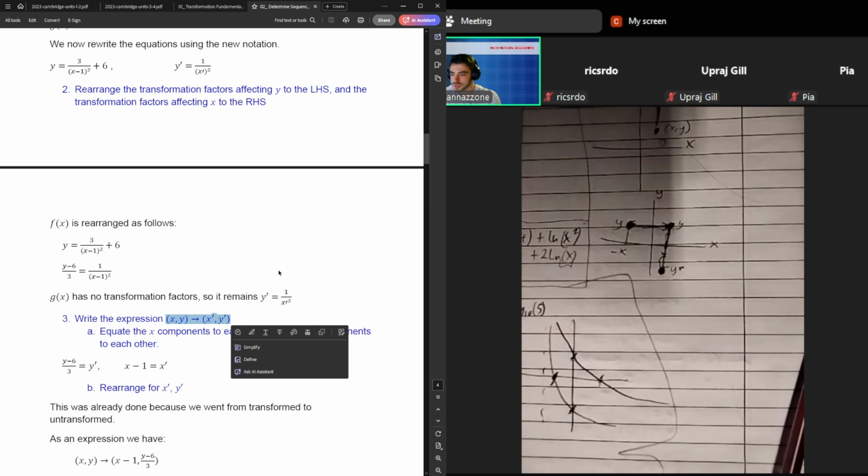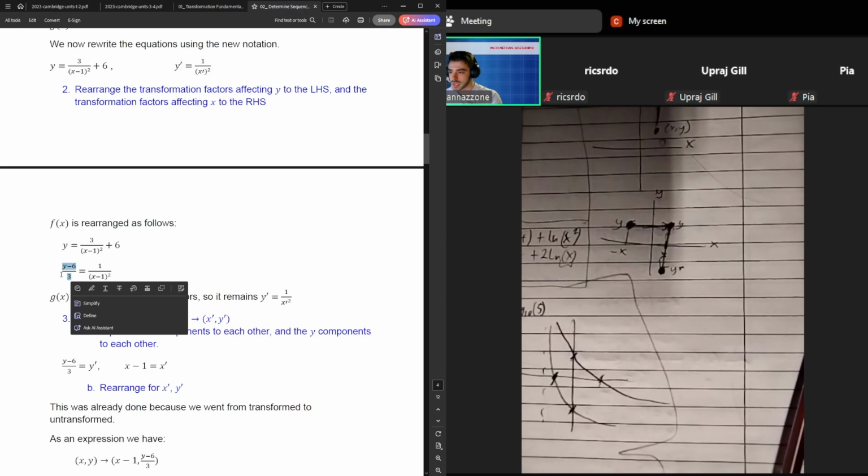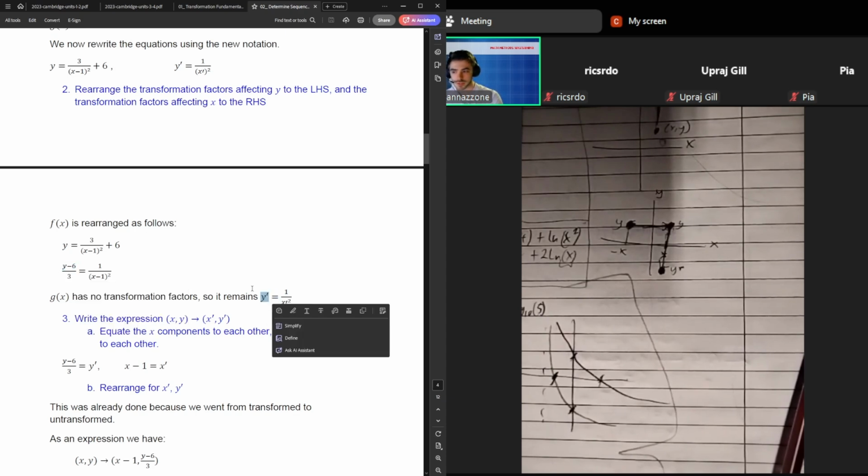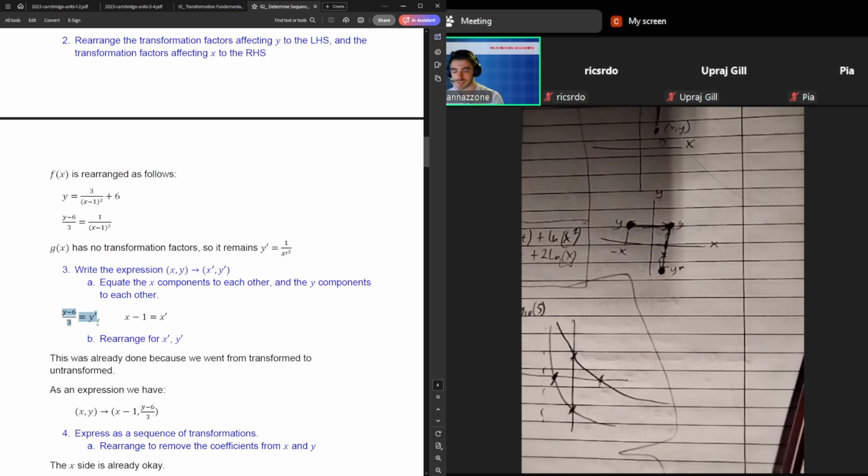If you remember, for transformations in point form, you need an x dash and a y dash that comes from some x and y. So here's the y component of our original function. Here's the y component of our new function. We compare those things directly to each other. Those are the same. Here's the x component of the first function. Here's the x component of the second function. You equate those to each other.